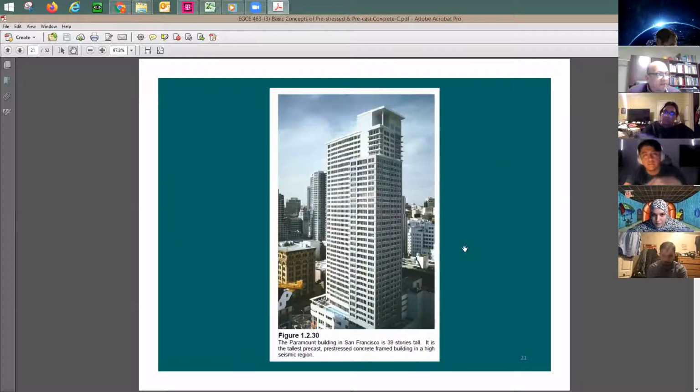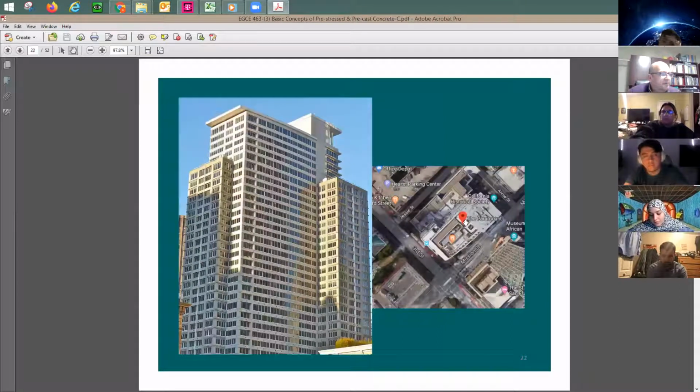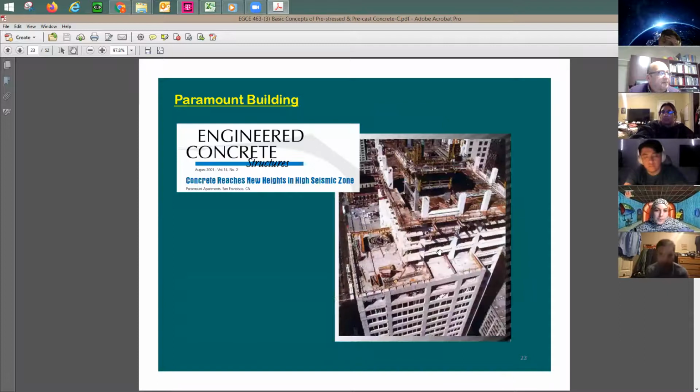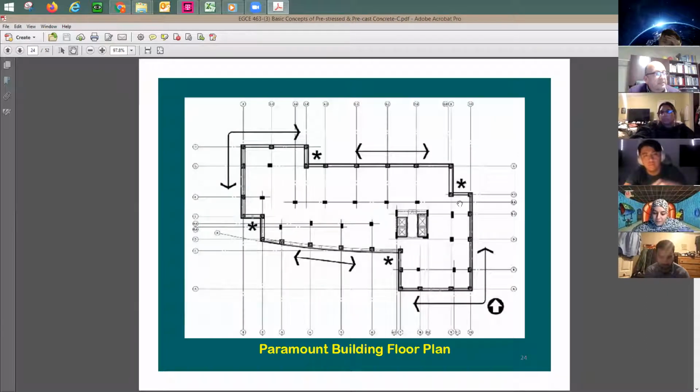This is Third Street, but it has a different name now. It is the Paramount Building, at the intersection of 3rd Street and Mission Street in San Francisco. Here is the building itself. This is a floor plan, and as you see here, the grid lines. This is for one of the typical levels that we made pre-stressed.